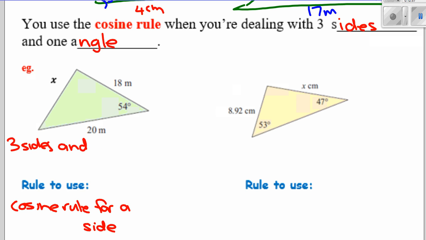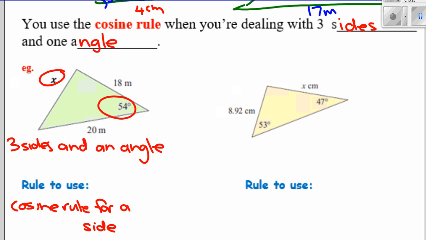Notice that what must happen is the unknown side must be opposite the angle that you're putting in the cosine rule. So the unknown side must be opposite the angle that you're putting in there. If you know the other 2 angles, you'd have to find the other angle. So 3 sides and an angle, the unknown side must be opposite the angle you put in the formula. Sometimes people call it angle A, so side A has to be the unknown.